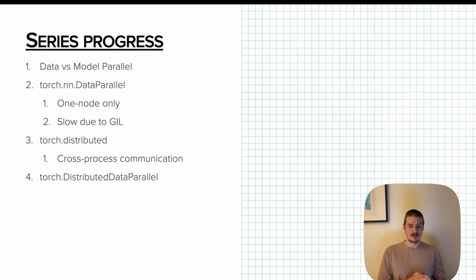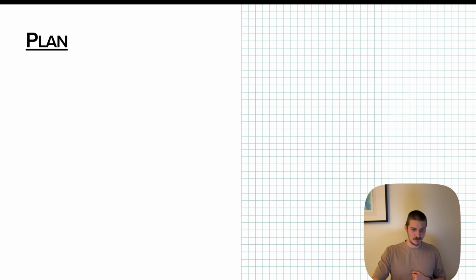And today we'll look at torch.DistributedDataParallel, or DDP, not to be confused with just DataParallel. The difference here is in this distributed prefix, which is the PyTorch framework to actually launch data parallel training. And here's the plan for today.